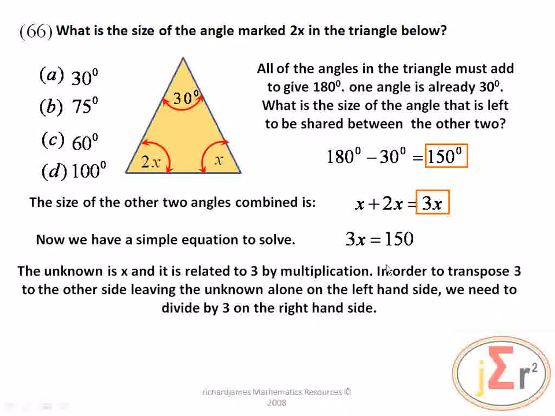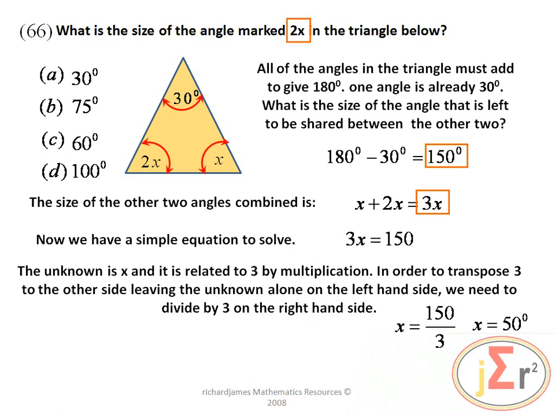The unknown is x. It is related to 3 by multiplication. In order to transpose 3 to the other side, leaving the unknown alone on the left hand side, we need to do the opposite of multiplication, which is division. So we are going to be dividing by 3 on the right hand side. So x is equal to 150 divided by 3. X is equal to 50 degrees.